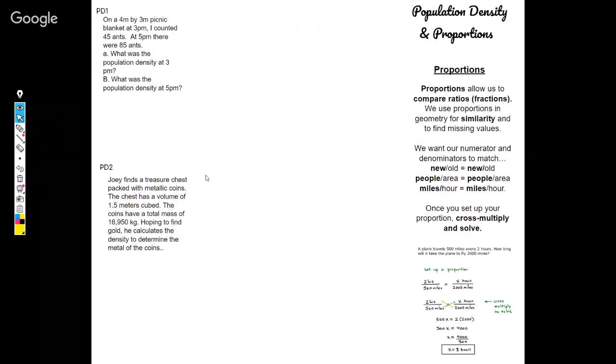Okay, let's do proportions. Go to proportions, please. Proportions and density. We're at 309. We're still okay.